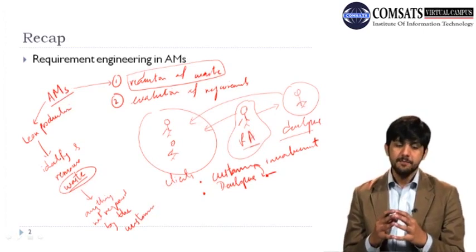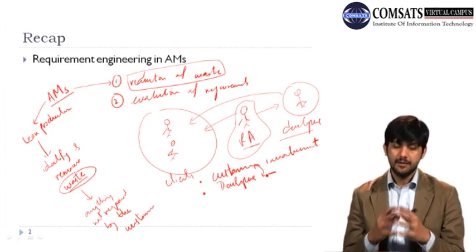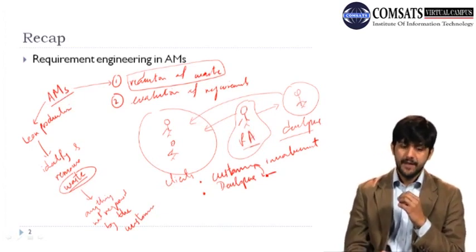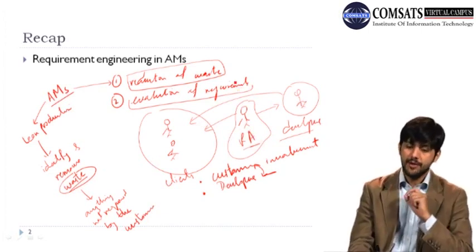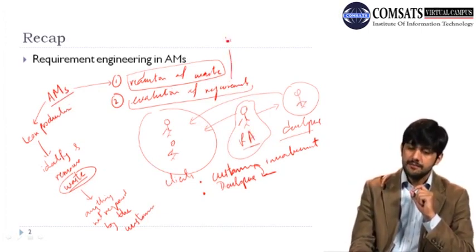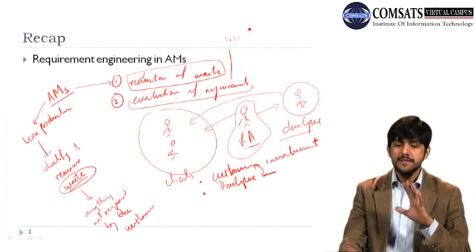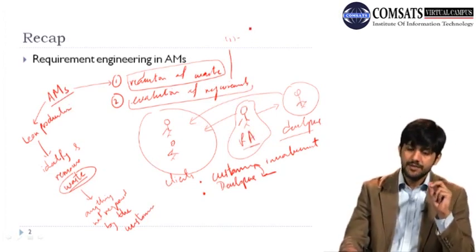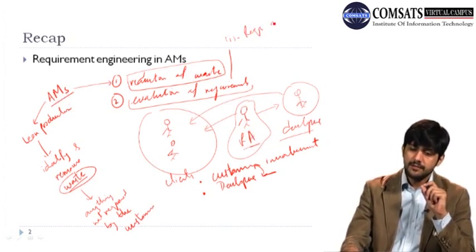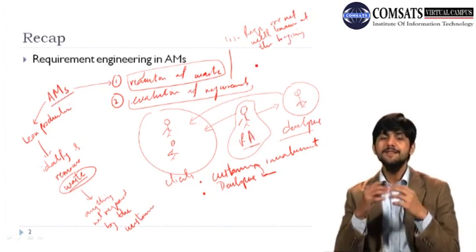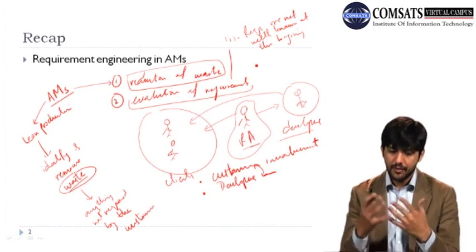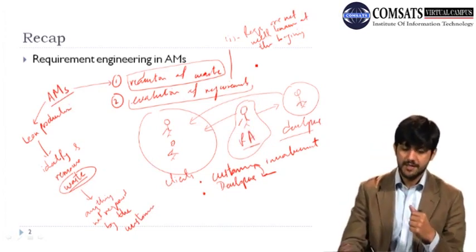The second principle when it comes to requirement engineering and agile methodologies is evolution of requirements. This principle is based on three main hypotheses. The first hypothesis is that requirements are not well known at the beginning. So that is the first hypothesis on which this principle of evolution of requirements is based.